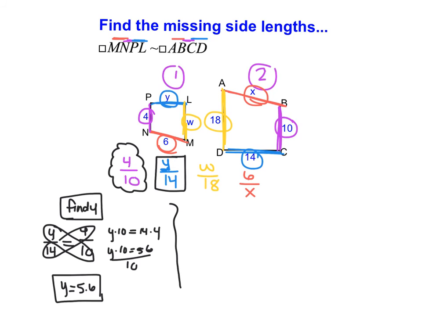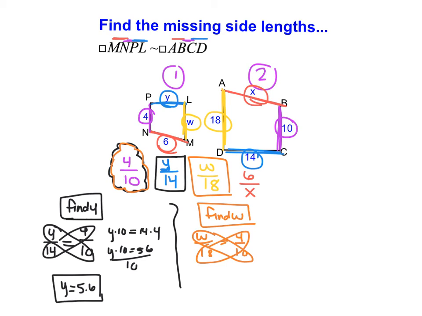That was pretty quick. Now I'm going to focus on w next, so switching colors here. We're going to find w. So we need the ratio that contains w, which is right here, so w over 18. And then again, I'm going to use this all numbers ratio of 4 over 10. So again here we cross multiply. So I have 10w is equal to 18 times 4. 18 times 4 is equal to 72. Divide both sides by 10, and I end up with w is equal to 7.2.